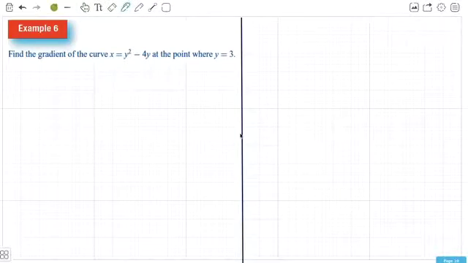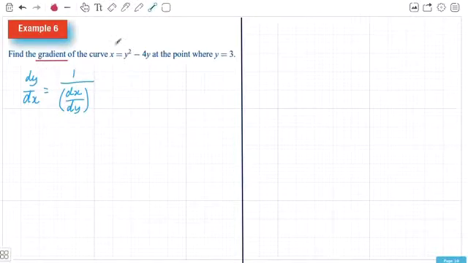In this example, we're really doing a similar thing to worked example 5, which is using the idea that dy/dx, which is what we want to find, the derivative of y, is equal to 1 over dx/dy. So it's basically finding dx/dy and then flipping that over. This particular question is asking you to find the gradient of a curve. As soon as you see that word gradient, it's dy/dx. It's the gradient function, which is the derivative.